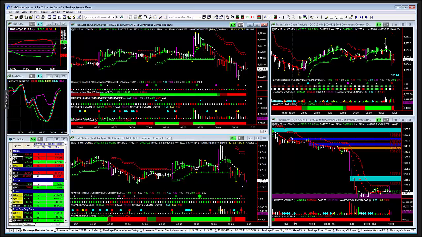All right, John asked a question. Which version of NinjaTrader does Hawkeye work with, the free or the paid version? It works with any version of NinjaTrader, free or licensed. The only difference between free or paid NinjaTrader is that a NinjaTrader license is required if you're going to trade with the platform. If you're just going to be using it for analysis, then it's absolutely free.